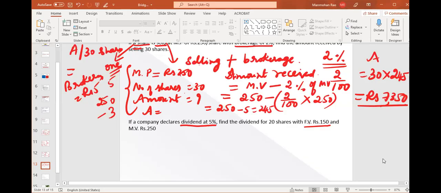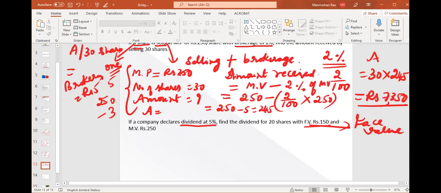Market value is also given. MV means market value. FV means face value. Now tell me: the company declares a dividend at 5%, and you are the shareholder with 20 shares in the company. The face value printed on the share certificate is 150. At the time of distribution of the dividend, the market value of the share is 250 rupees.